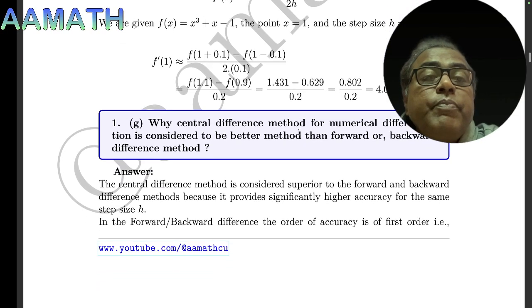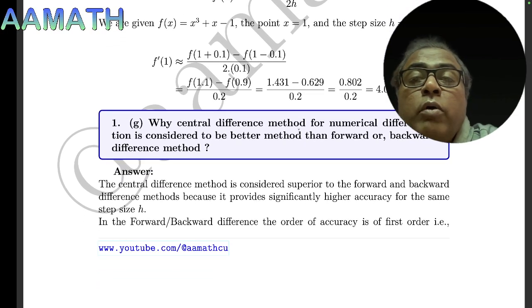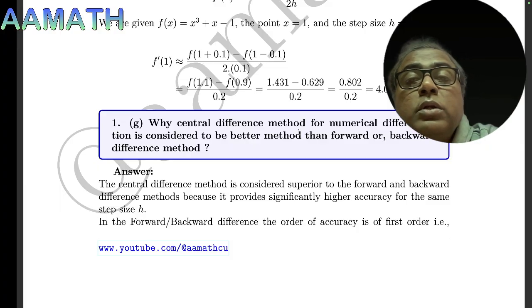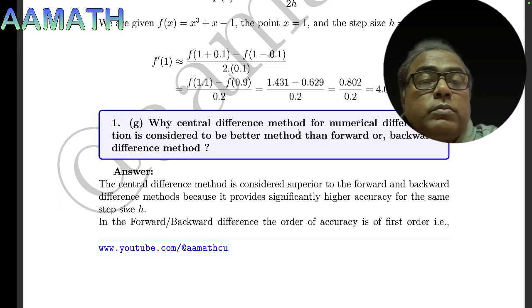Next, question 1g. Why is the central difference method for numerical differentiation considered to be a better method than the forward and backward difference methods?